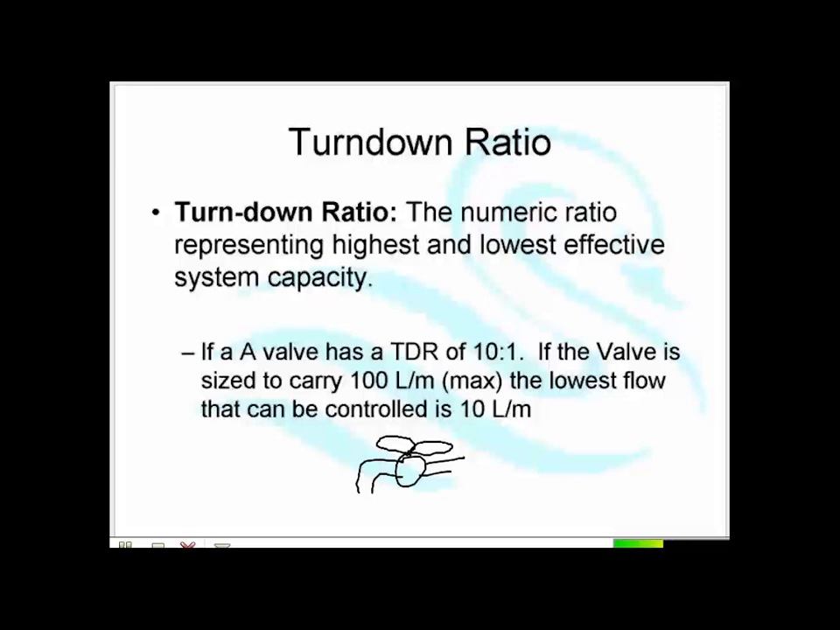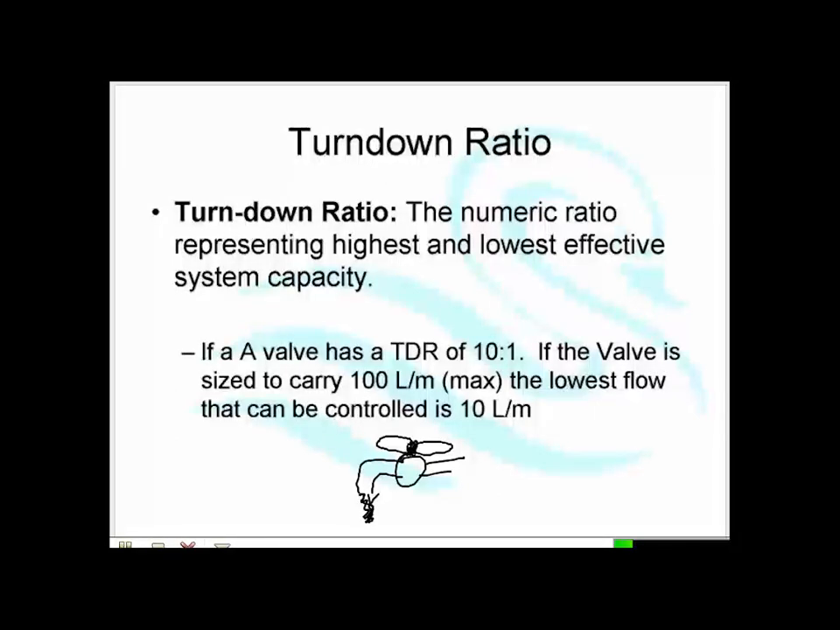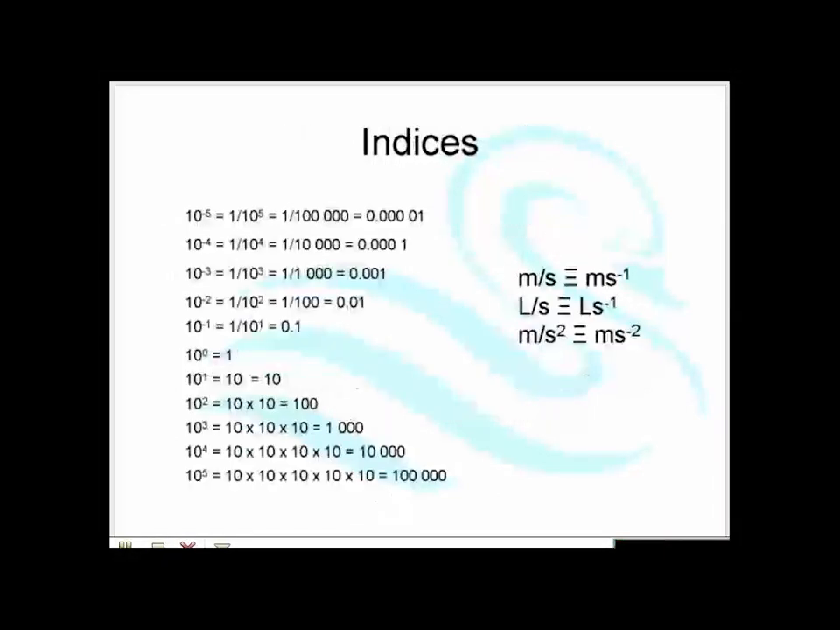Now obviously that's not the lowest flow you can put through the tap. The lowest flow you can put through the tap is nothing. But it's the lowest flow that you can control. If you try and go any lower than that, then it doesn't control very well. It either comes through all dribbly or it comes through all spurty. So that's the Turndown ratio, the ratio of the highest effective system capacity to the lowest effective system capacity. Not necessarily the highest flow to the lowest flow, but the highest controllable to the lowest controllable.